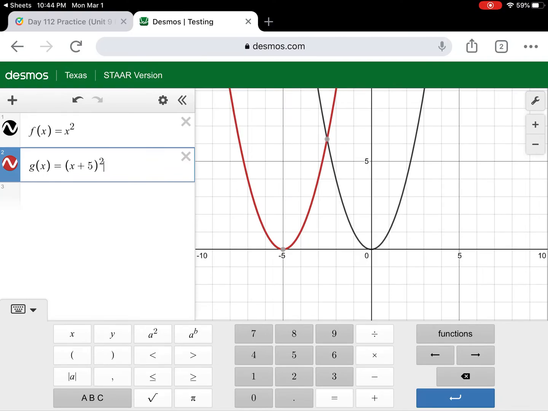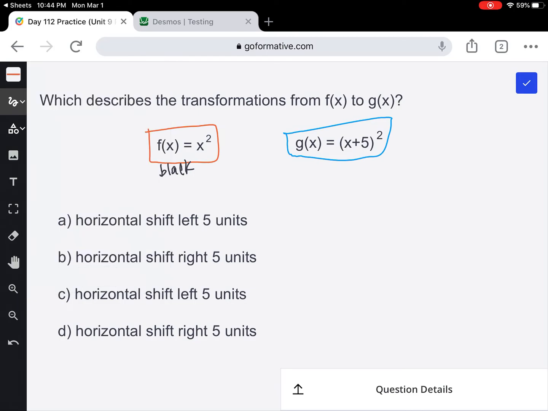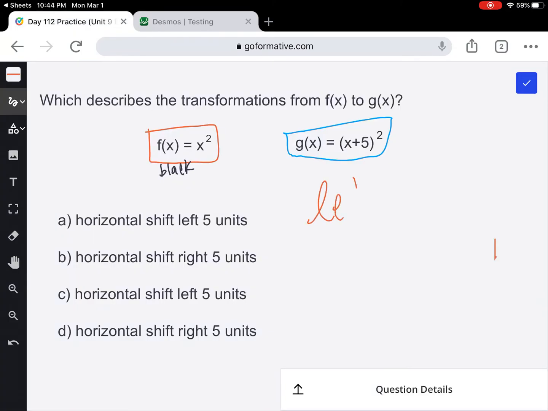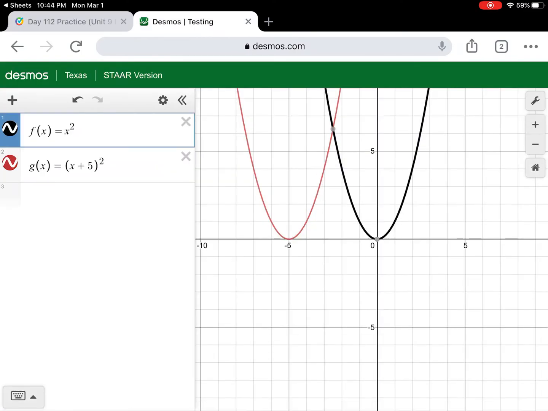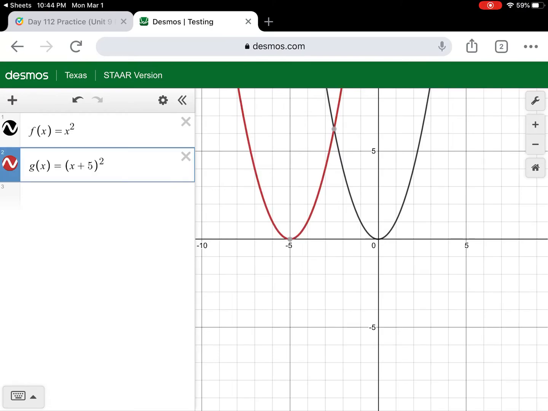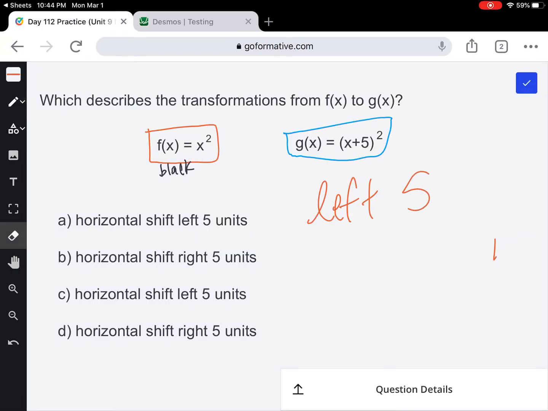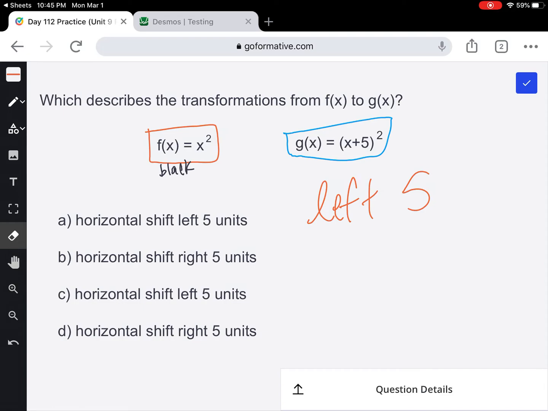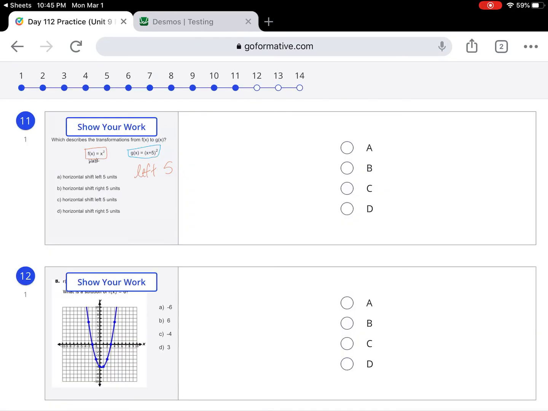So from the black graph to the red graph, where did it move? From black to red, it moved to the left. It moved over 1, 2, 3, 4, 5 units. Type them both into Desmos. From the original parent function, from the origin, the new graph moved to the left. To get here, it went to the left 5 units. Easy. That's called a horizontal shift, because a horizontal line goes left and right. So this is a horizontal shift, left 5 units.